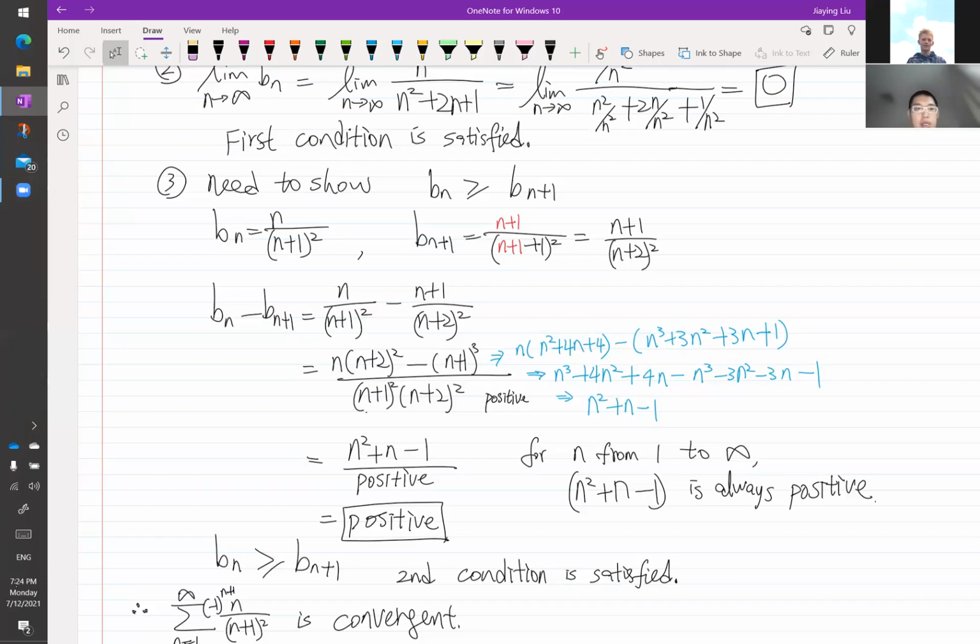Questions on this? So for a problem like this, if you have the series, two things, right? One is to find the limit. The other one is to find out whether the value of the terms in the sequence decreases.